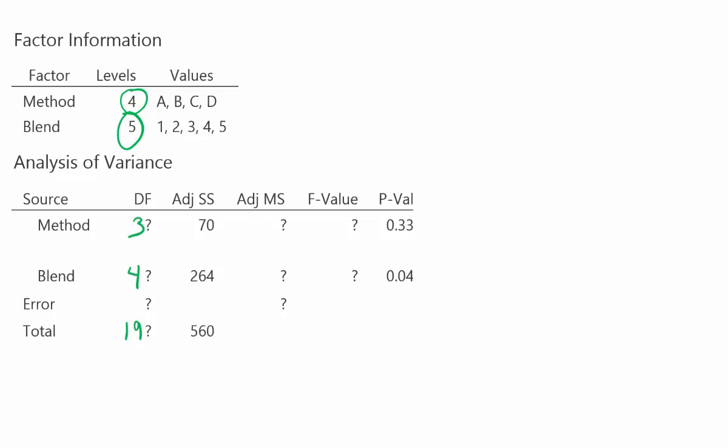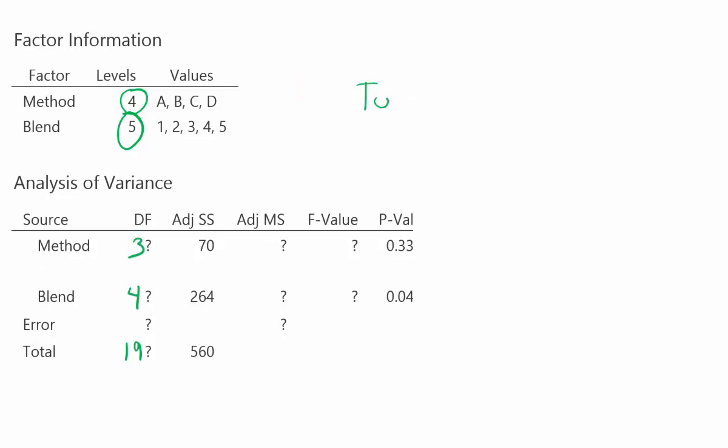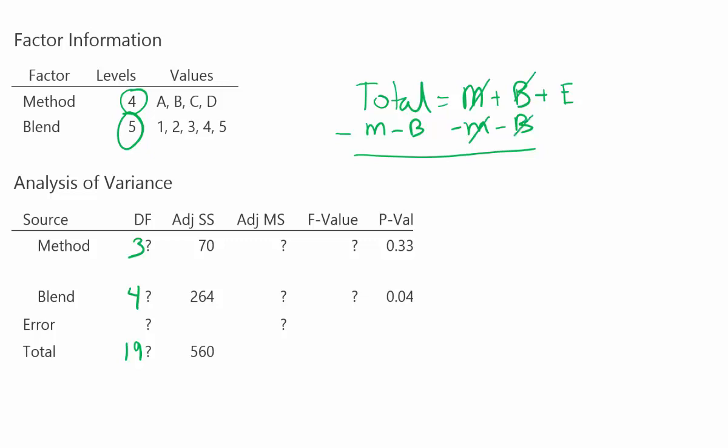Okay, now the error degrees of freedom is going to basically follow the same formula that we always have for total, right? So the total degrees of freedom will be equal to the sum of the method degrees of freedom plus the blend degrees of freedom plus the error degrees of freedom. So if we want to figure out what the error degrees of freedom is, we simply subtract the method and the blend away from both sides, right? And we will end up with what we're looking for, which is the error degrees of freedom. So the total degrees of freedom is 19.